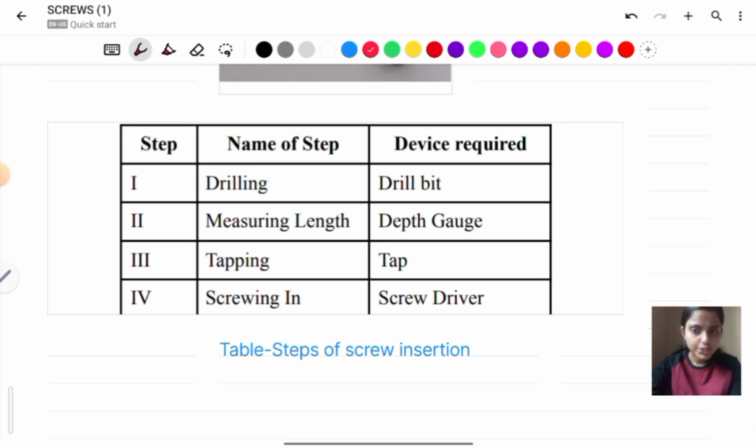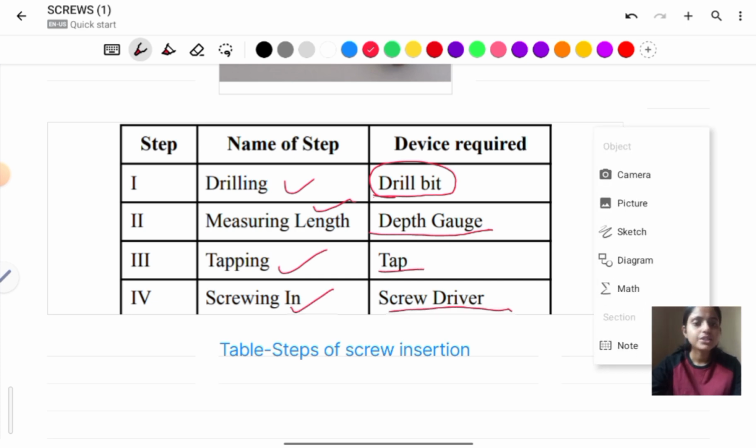The steps of screw insertion. First step is drilling. We do the drilling with the drill bit. We measure the length with the depth gauge. We do tapping with the tap, and we do the screwing in with the screwdriver. This is all about the screws used in orthopedic implants.